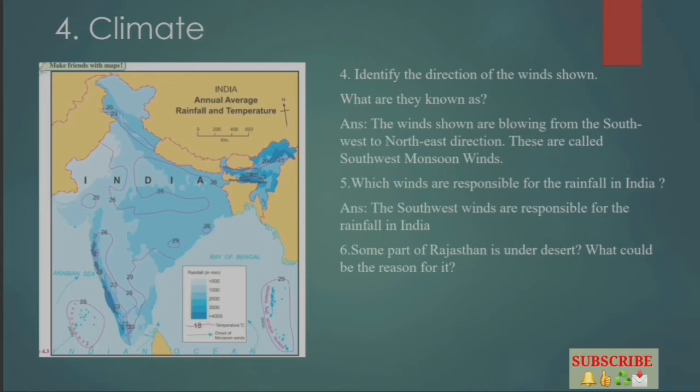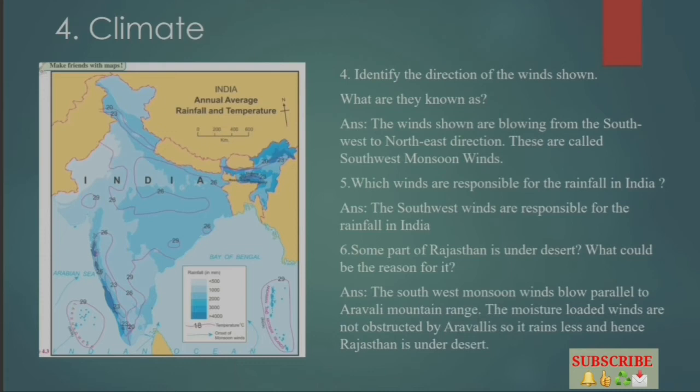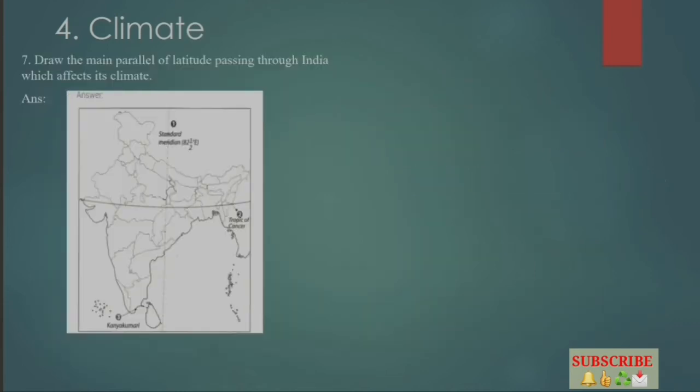Question 6. Some part of Rajasthan is under desert. What could be the reason for it? The answer is the southwest monsoon winds blow parallel to the Aravalli mountain range. The moisture loaded winds are not obstructed by the Aravallis, so it rains less and hence Rajasthan is under desert. Students, the seventh question: draw the main parallel of latitude passing through India which affects its climate. Here the answer is given below. The parallel drawn is the Tropic of Cancer.